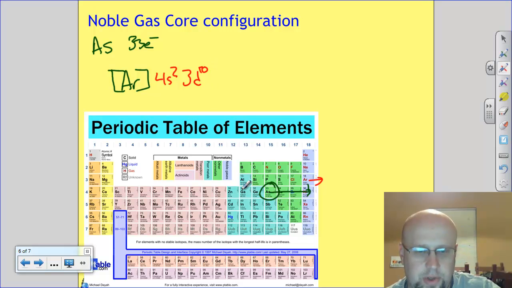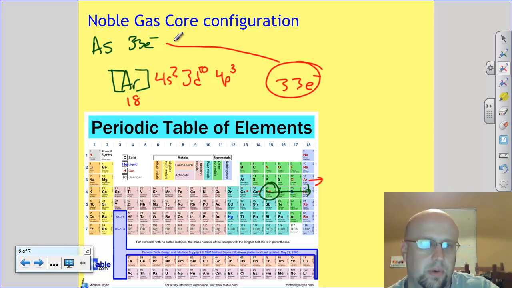And then now, I'm at 4p. And so it's 1, 2, 3 over. Then we just want to count them up. Argon takes care of 18 of them because its atomic number is 18. So 18 plus 2 is 20, plus 10 is 30, plus 3 is 33 electrons, which is what we had.